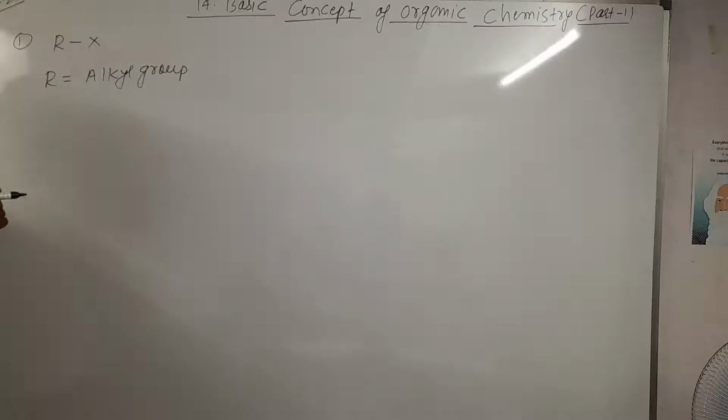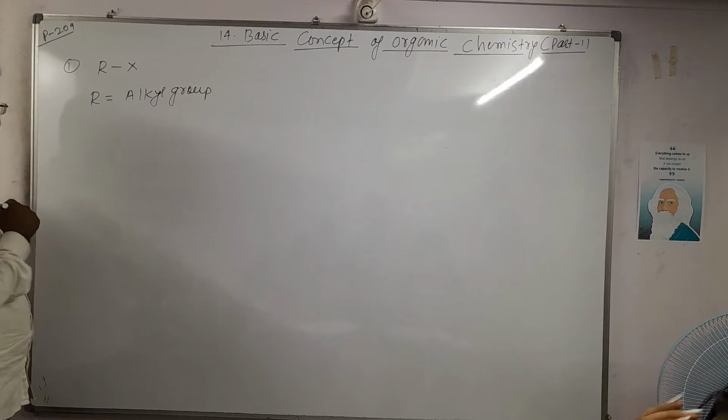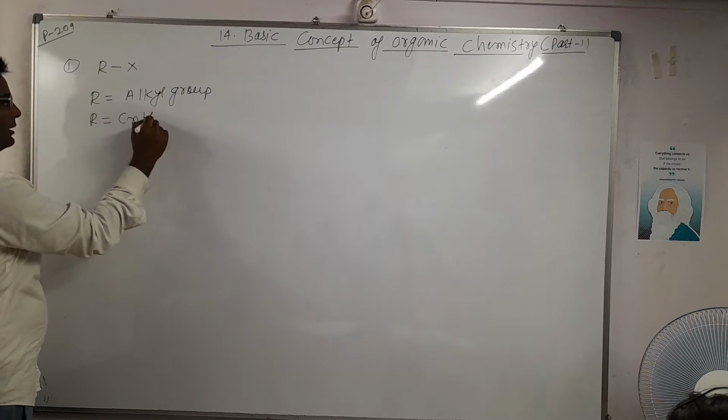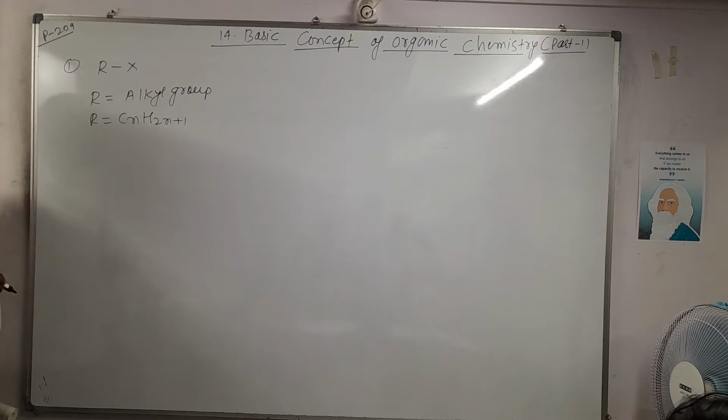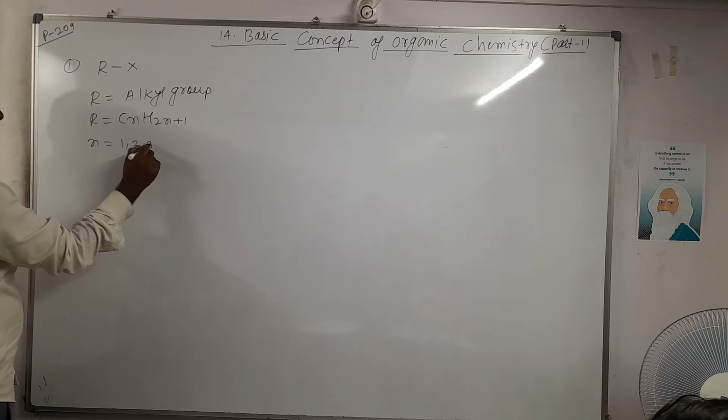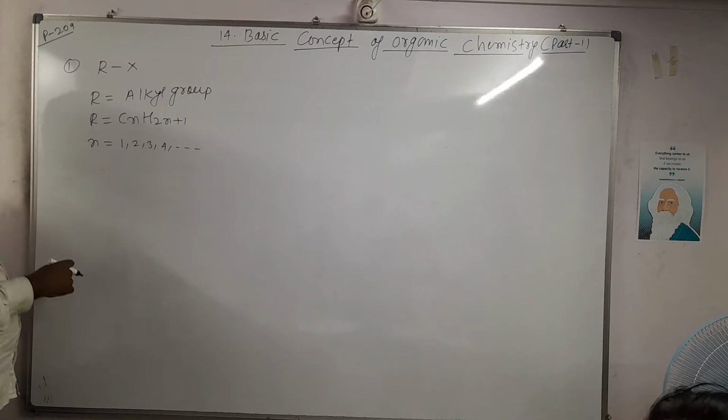हम लोग फंक्शनल ग्रुप पहले पढ़ेंगे आज के बारे में, ठीक है। तो सपोज Rx लेता हूँ मैं। तो R क्या है? R will be alkyl group, right? So R general formula is CnH2n+1, right? So n can be 1, 2, 3, 4 like that.